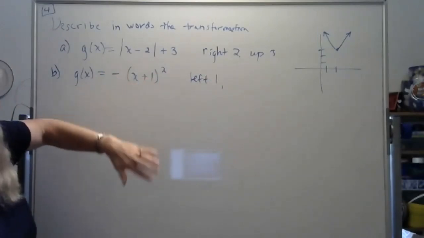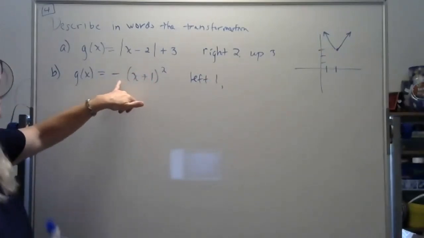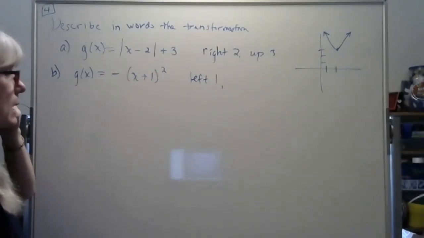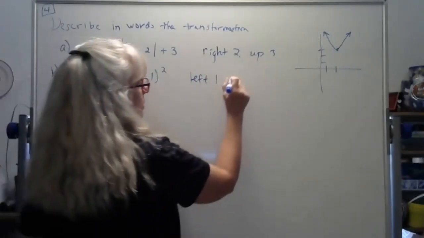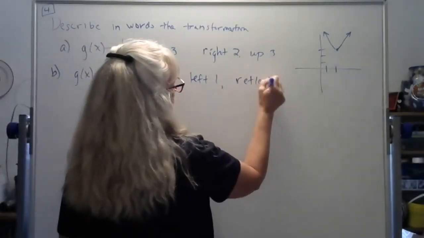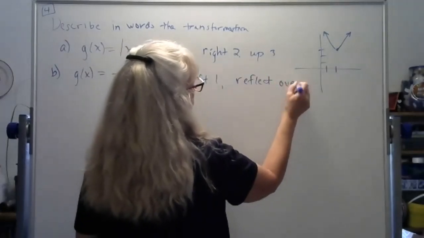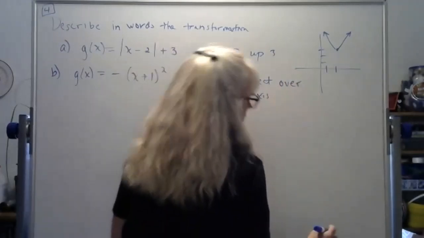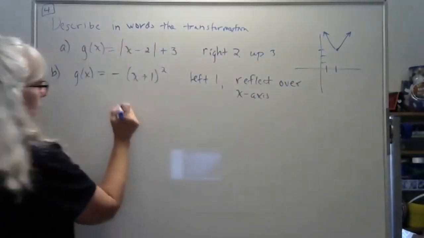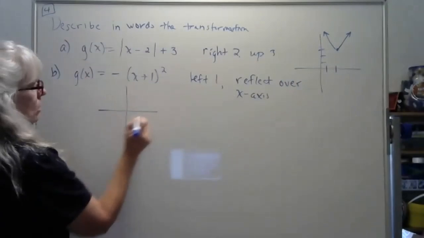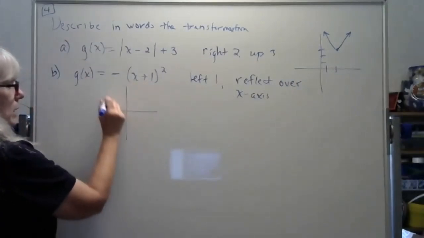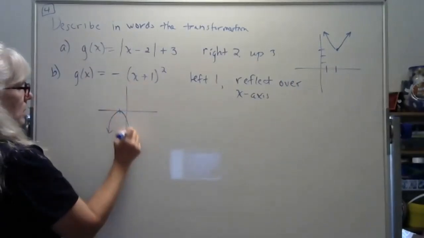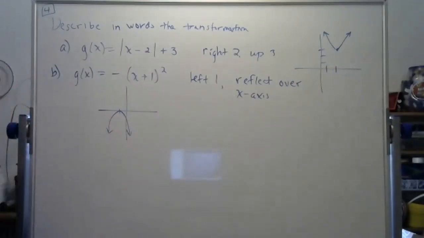Yeah, correct. So the negative is going to do a reflection. If there were a number there, then yes, it would be a stretch. But that negative is going to do a reflection, which is what we're after here. So we're going to reflect over the x-axis. So again, if we were to come in and graph this one, then we know we're going to go left 1, and instead of it opening up, we'd open down, and it's a parabola because it's a square. So it would look something like that.